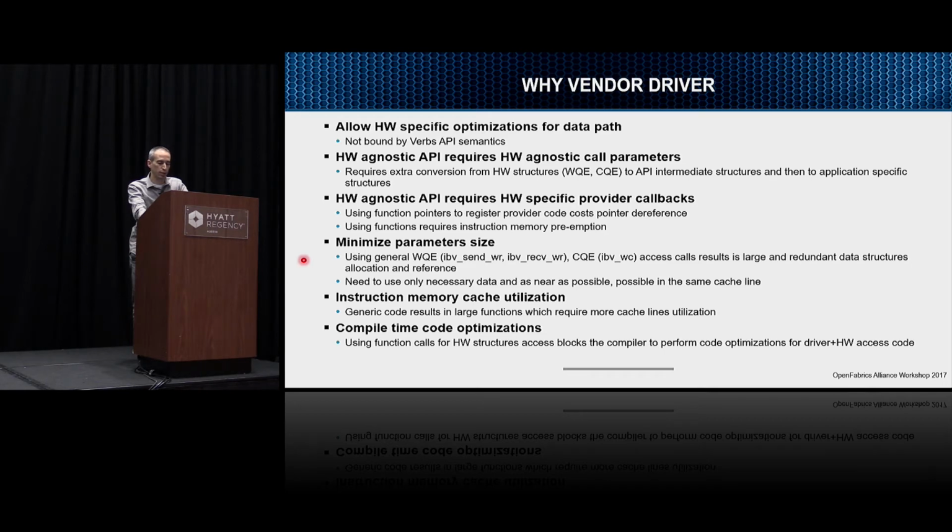And also use only necessary data for the data path. It's very important also for cache line optimizations and cache misses if we use very generic and large structures. Also, in terms of the instruction cache, we would like to have very optimized code in data path. So we are very optimized in terms of the cache. And another point is to enjoy compile time code optimizations. If we keep using function pointers, we basically block the compiler from doing its work in optimizing a function that includes all the code inside.